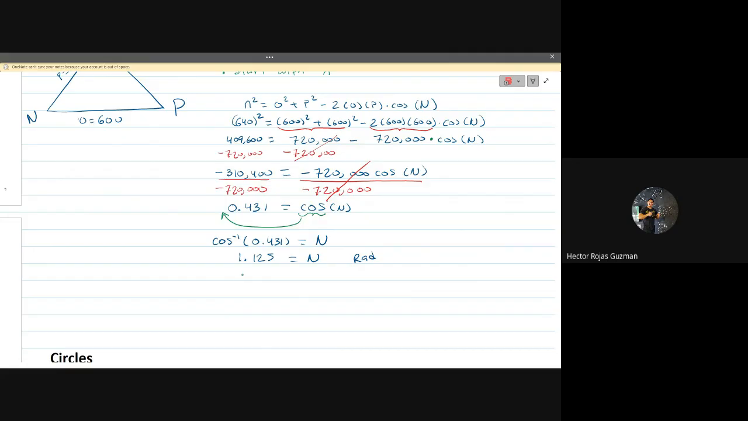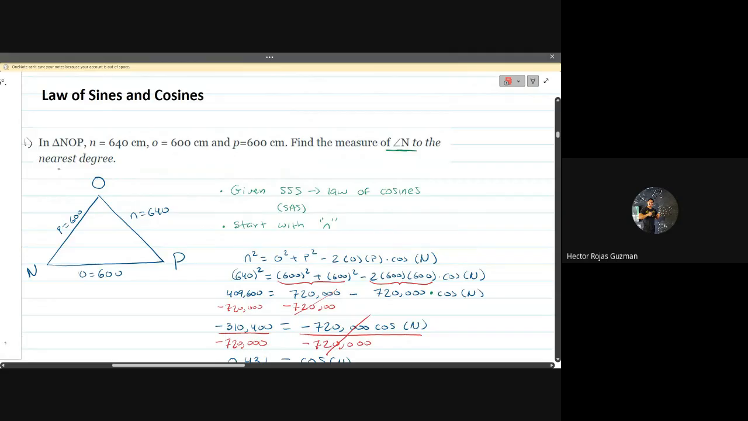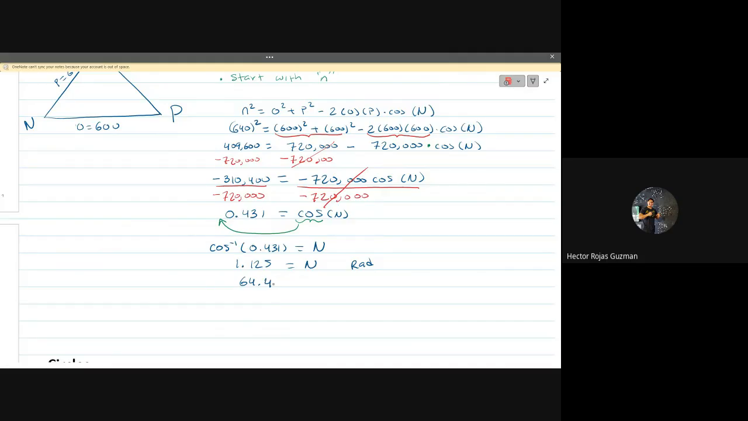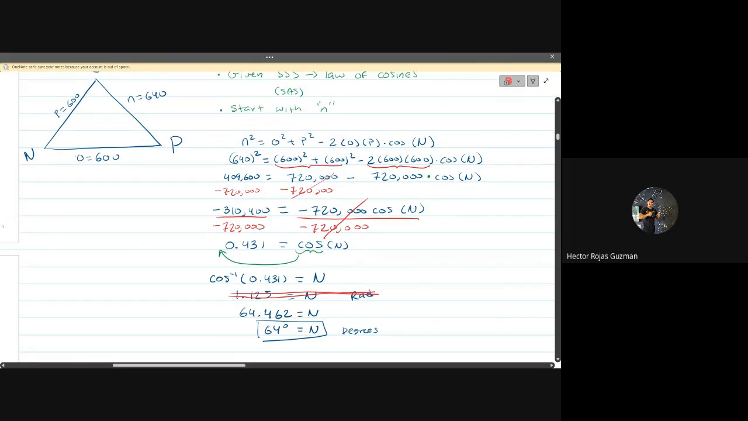What we actually need is 64 point, and we got to do it to the nearest degree. So 64.462, and if I round, this is gonna round to 64 degrees. This is in degrees. We actually didn't need this. That was radians. Okay.